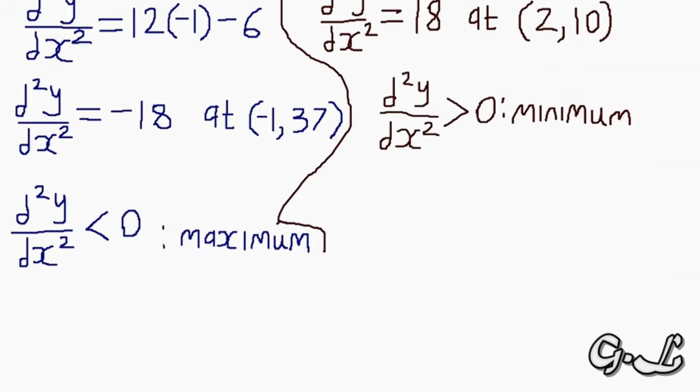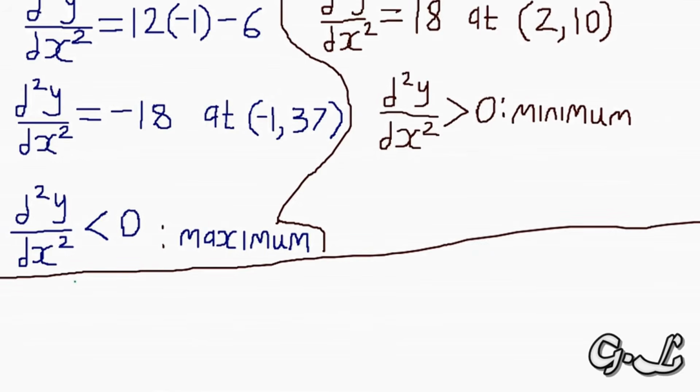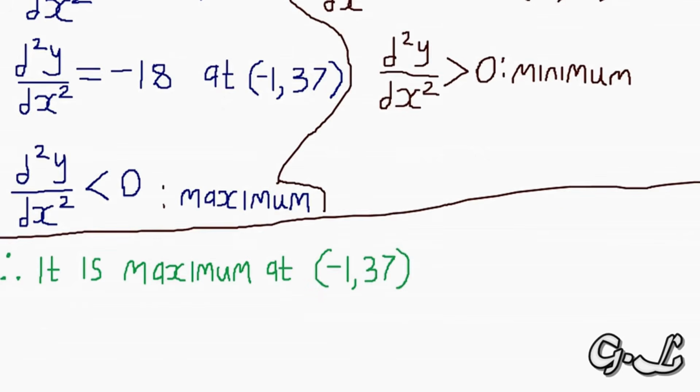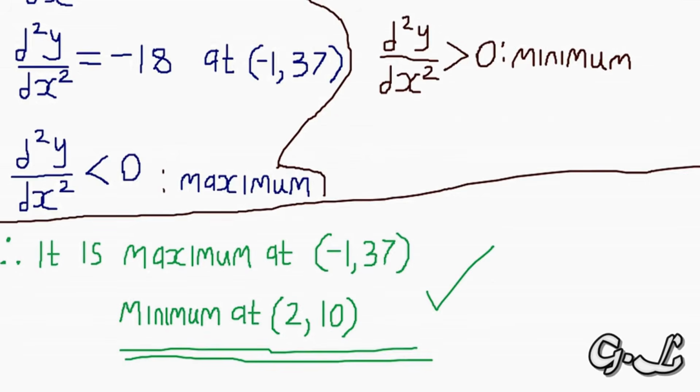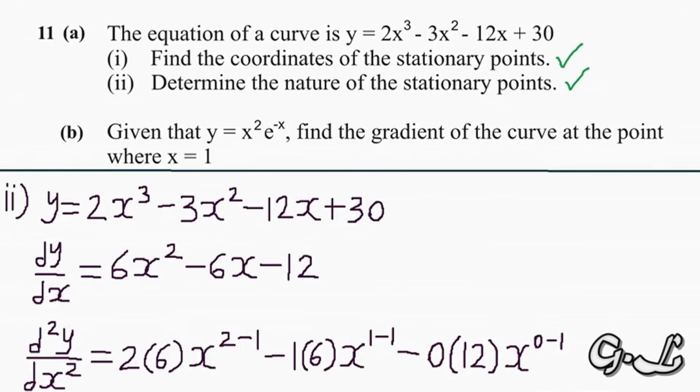So this is how you easily identify the nature of the stationary point. You have to represent your answer as: therefore, it is maximum at -1, 37 and minimum at 2, 10, like that. So this is how you easily score marks in an exam room. I hope you are clear. If you're having any questions, always feel free to ask in the comment section.